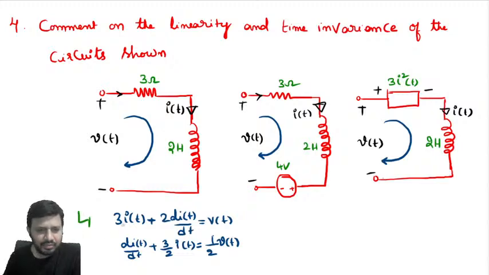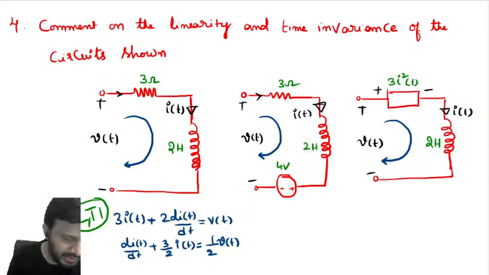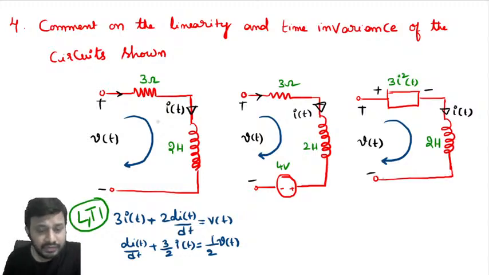and time invariance means what? Observe all the coefficients. If the coefficients are not functions of the independent variable or a dependent variable, it is time invariant. So the first one is LTI. Hope all of you got the same. First one is LTI. So these kind of questions can also be given in the exam.